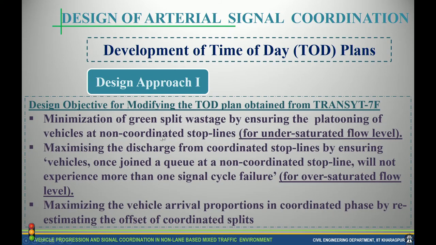These are the two objectives we have discussed: the minimization of green split wastage by ensuring the platooning of vehicles at non-coordinated stop lines for undersaturated flow level, and maximizing the discharge from coordinated stop lines by ensuring vehicles once joined in a queue at non-coordinated stop lines will not experience more than one signal cycle for oversaturated flow level. So, we are putting some penalties, but it is not drastic, so that for an enormous time you will not have to wait in the side street. And for re-estimating the offset, maximizing the vehicle arrival proportion in the coordinated phase by re-estimating the offset of the coordinated split.